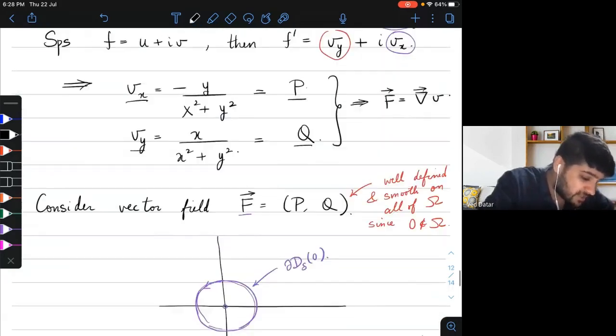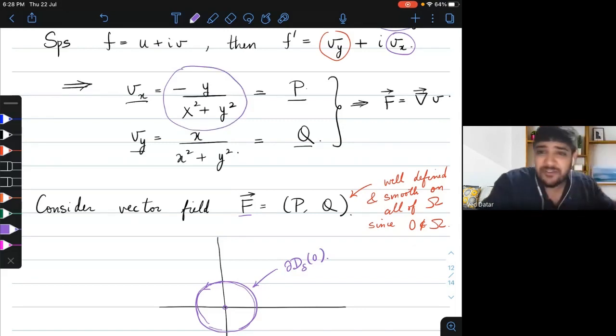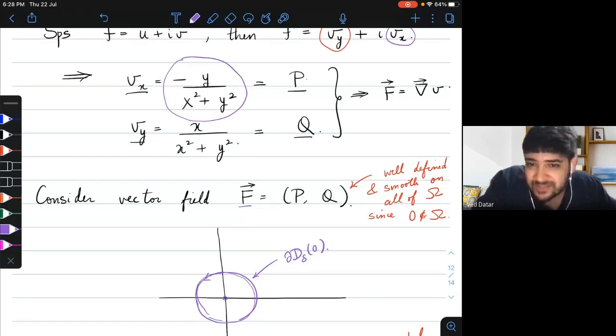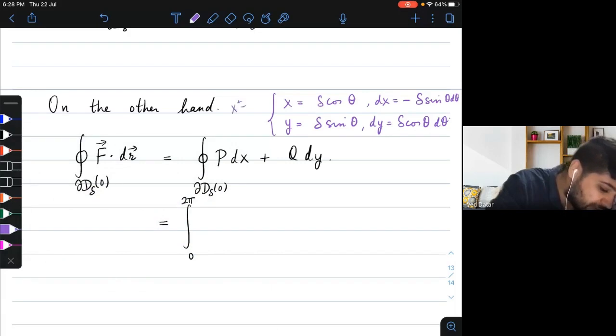What is p? p is basically given by this, right? So this is equal to p. So you plug in y equal to delta sine theta. What is x squared plus y squared? That is just delta squared, right? So we also have that x squared plus y squared is basically delta squared. Okay.